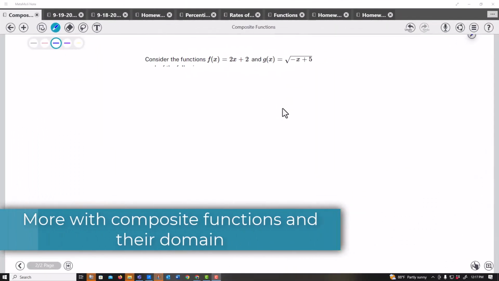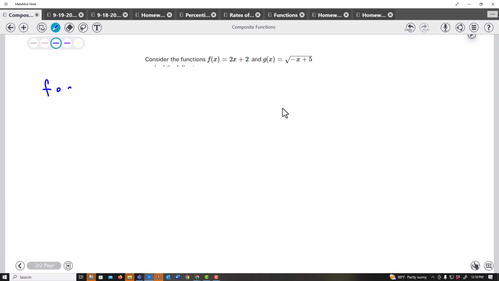Okay, I'm going to do a couple of things with these functions. So the first thing it asks me to do is f of g of x. Okay, so if I have this as my g of x, all it's asking me to do is where I see that x is, I plug in, so 2, I plug in the square root of negative x plus 5, and don't forget that plus 2. Okay, their notation was kind of weird, but that's what this means.